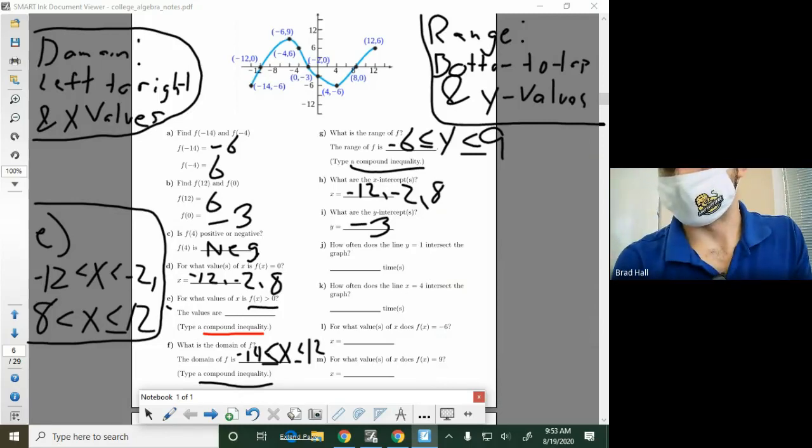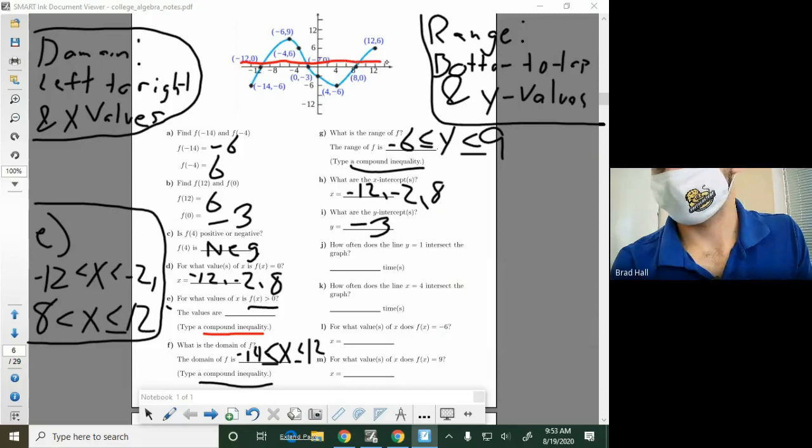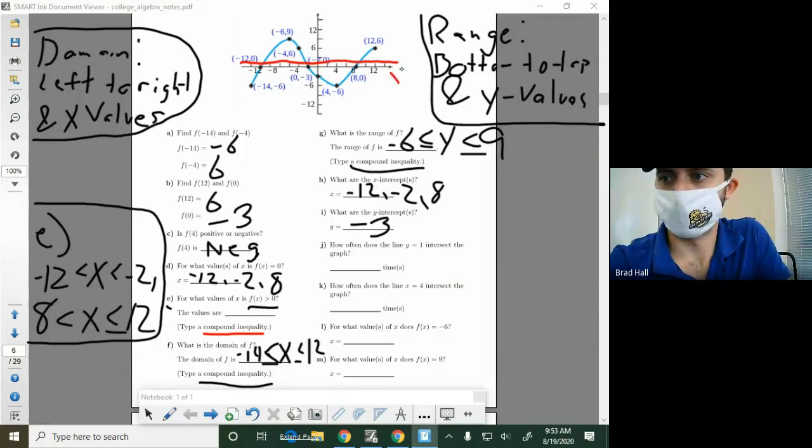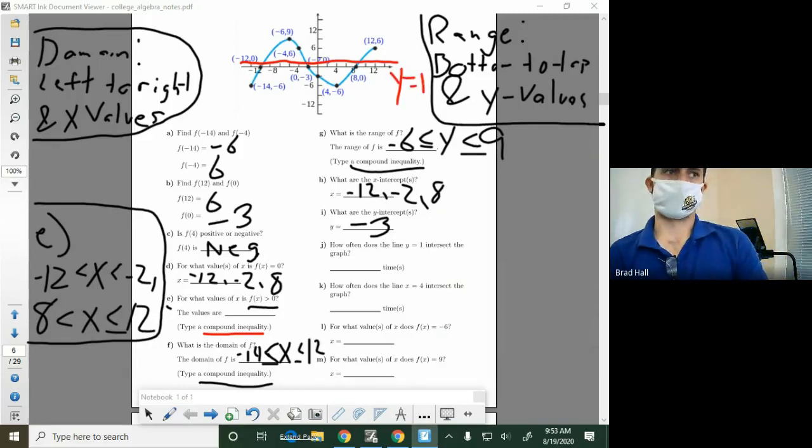It's going to be the graph that goes horizontally and passes through y is equal to 1. So it is a horizontal line. That line in red is, in fact, the line y is equal to 1. And so the question now is, how many times does that red line intersect the graph? You just count. 1, 2, 3. That's it. So 3 times.